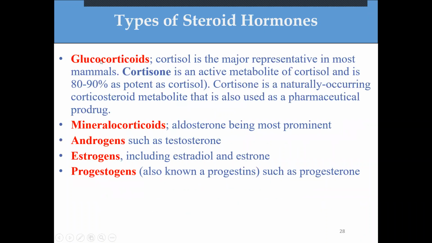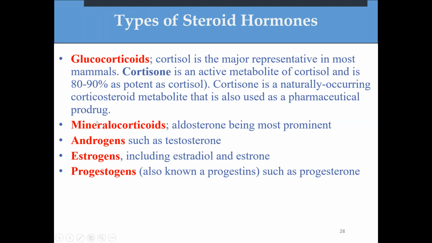This is just going over the types again. So you have glucocorticoids, such as cortisol and cortisone. Cortisone is the active metabolite of cortisol, and it's what you're going to give as a medication to a patient that needs cortisol. You're going to give them cortisone.